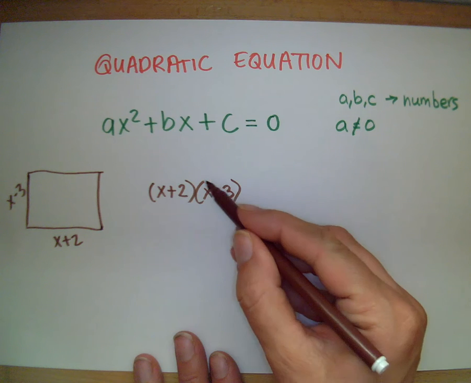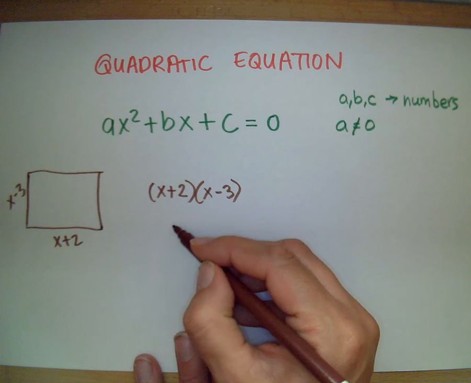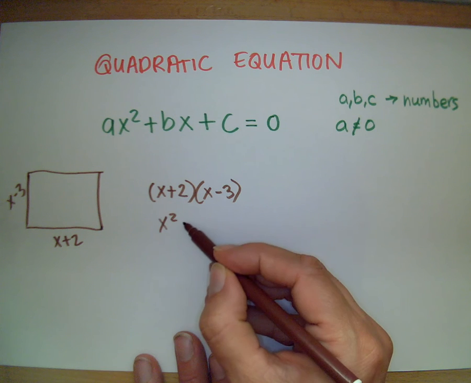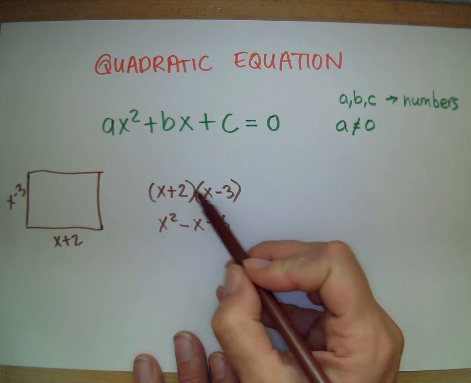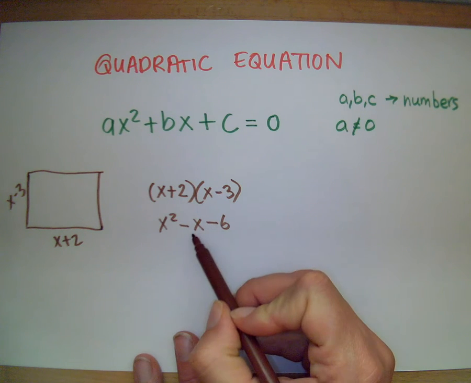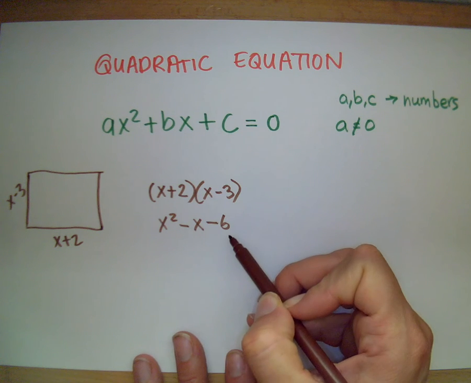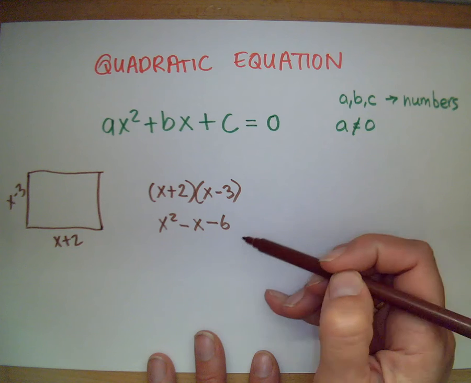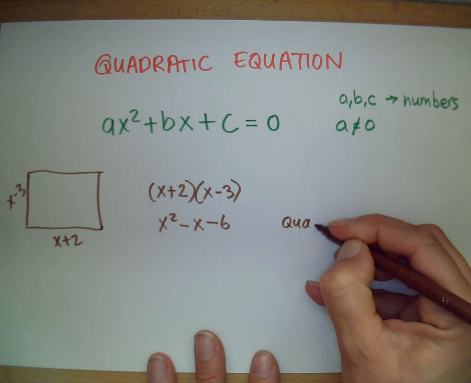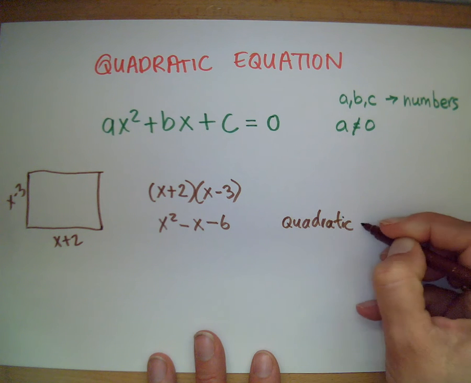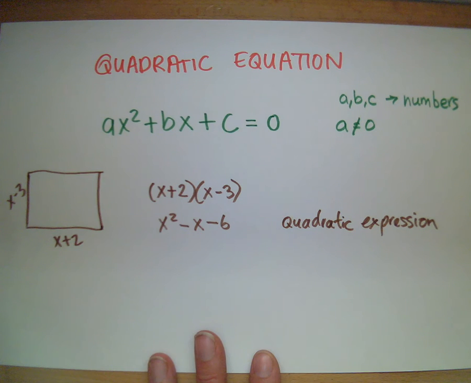And if we expand, we would get this, right? Plus 2x minus 3x is minus x, plus 2 times negative 3 is minus 6. Yes, this is a quadratic expression for the area of the field.